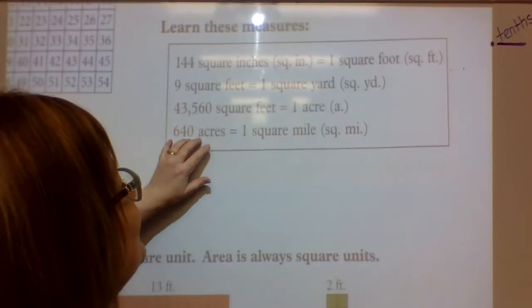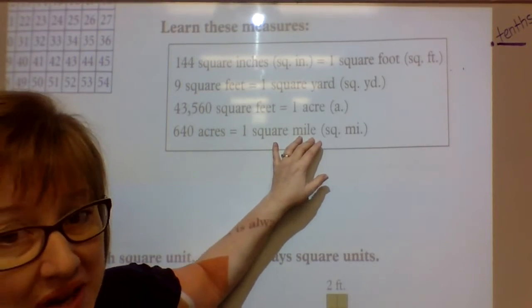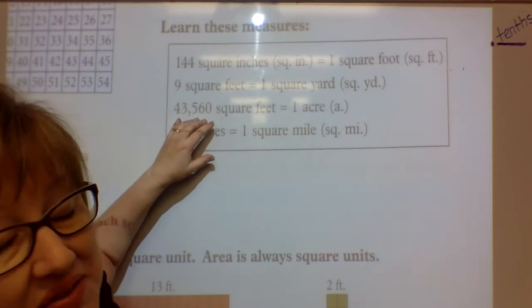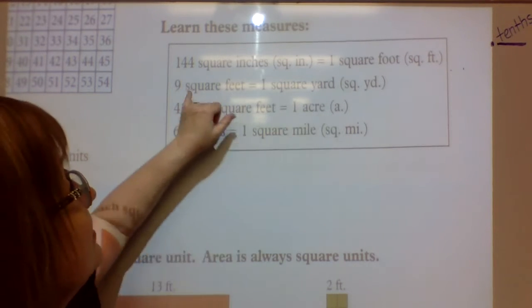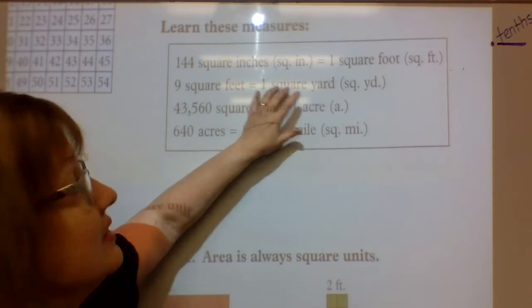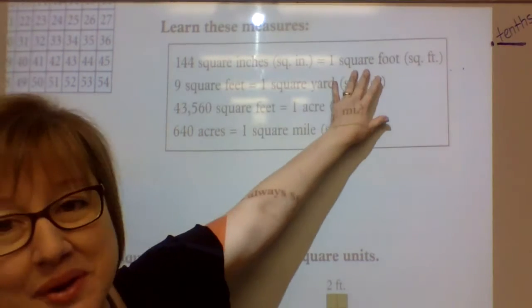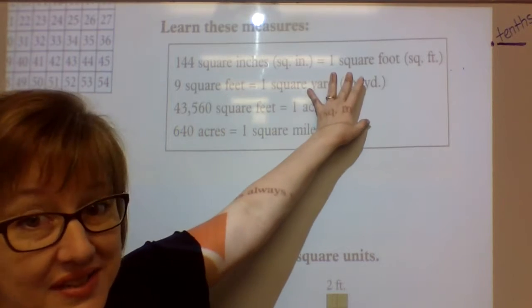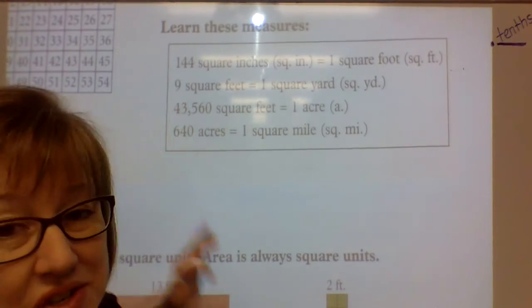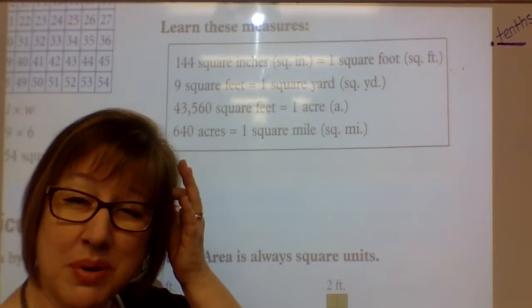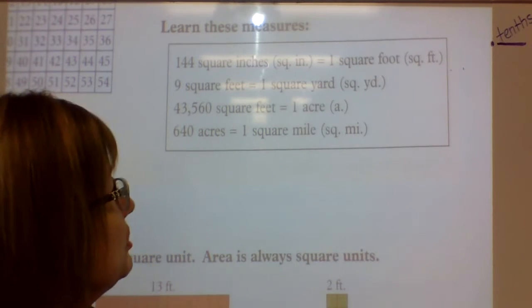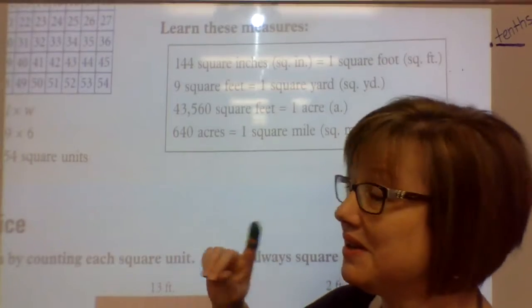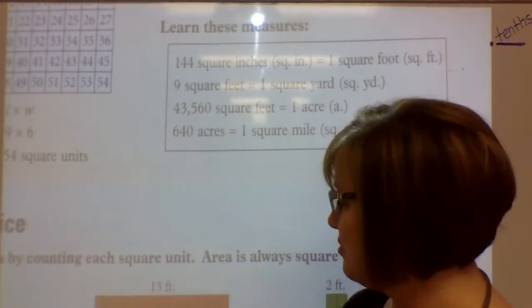Okay. So 640 acres makes a square mile. 43,560 square feet makes an acre. 9 square feet is a square yard. 144 square inches is a square foot. So now you need to know these. They won't ask you these that much, though. This is a really short chapter part of this book, so you only need to know them for a few days, pretty much. But I tried to get you to learn them at the beginning of the year, so once we got here, it'd be a little more helpful.